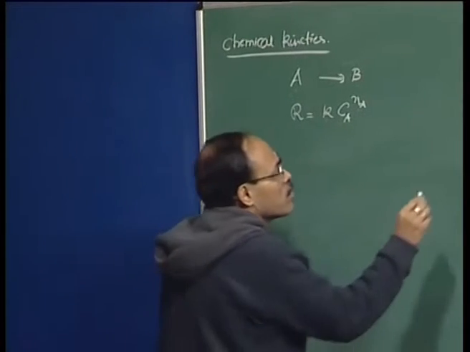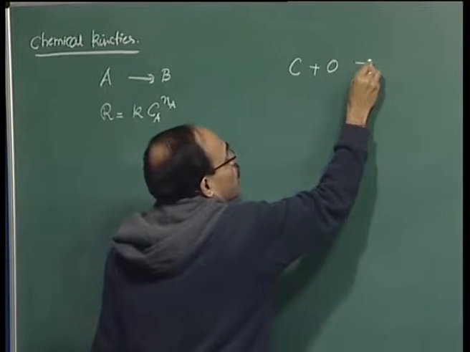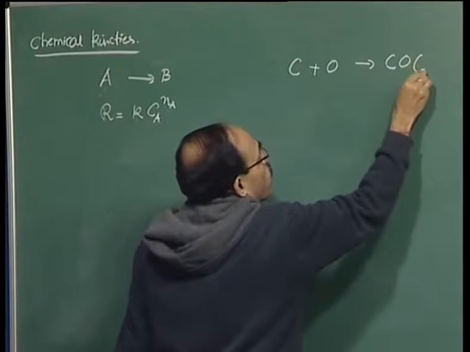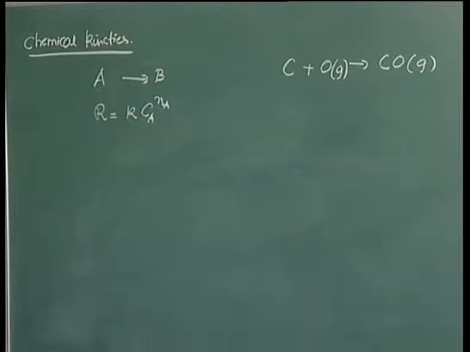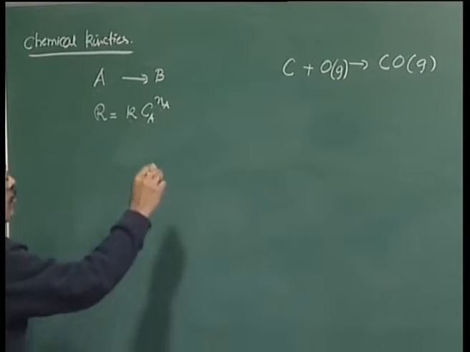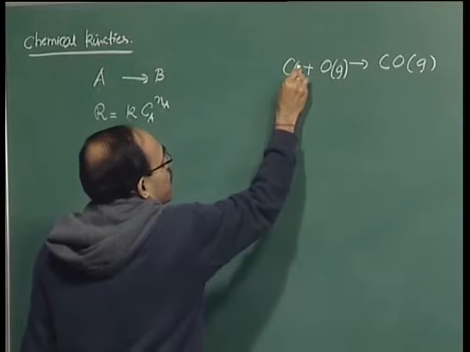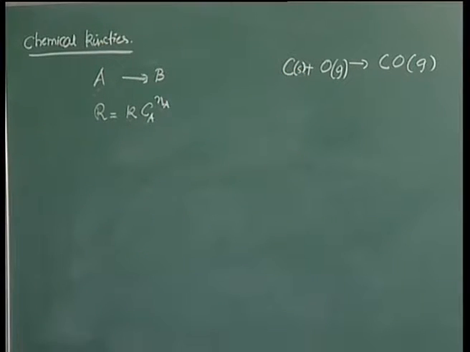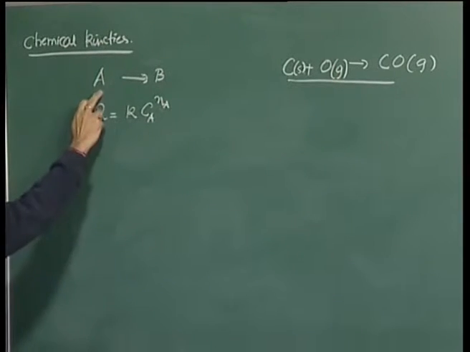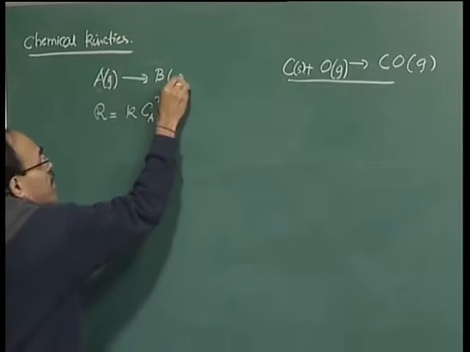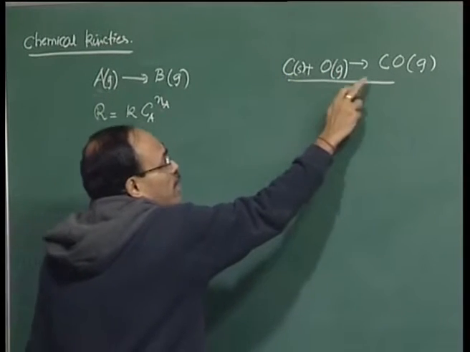Consider this equation: carbon plus oxygen producing carbon monoxide. In this case, for example, we have a gas-solid reaction. This is again a forward reaction. So this is now a heterogeneous reaction, while the earlier one was a homogeneous reaction, where A is gaseous and B is gaseous. Here we have oxygen as a gas, carbon as a solid, and carbon monoxide as a gas.